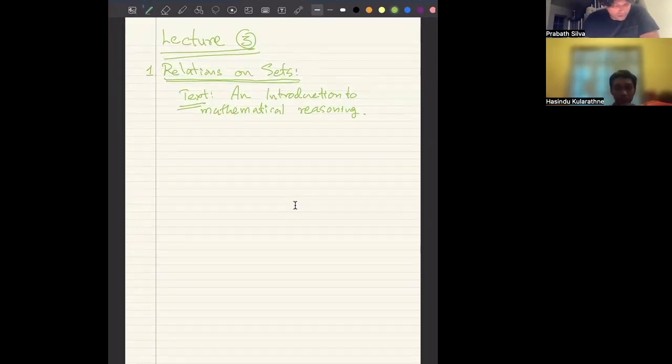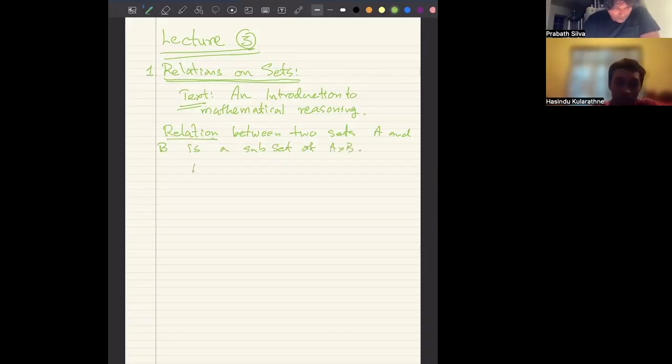Okay, good. So, relation. I have a Piazza post on this thing. You probably have seen that one too, right? So I'll go through it. A relation between two sets, A and B, is a subset of A times B. So the relation, call it R, is nothing more than a subset of A cross B.